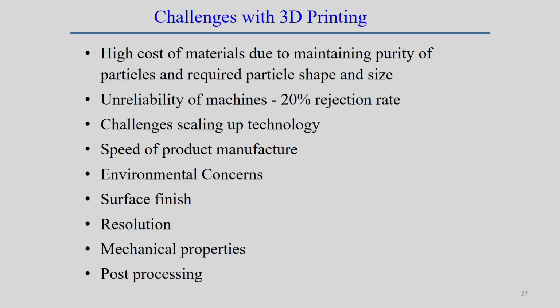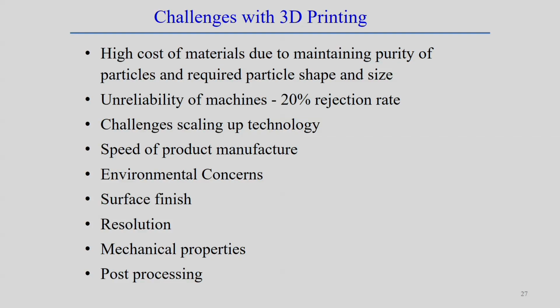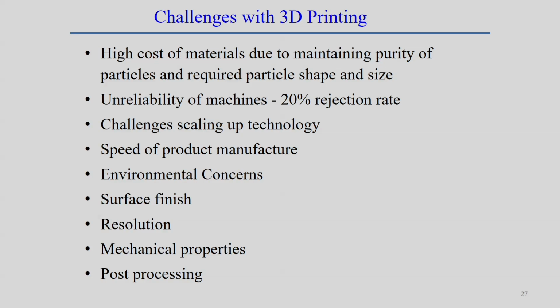So, if you want to maintain the purity of the particles, with a particular very small size, then the powder becomes more costly as compared to the bulk materials. In most cases there is a chance of the formation of oxides. So, therefore, there is unreliability of the machines.